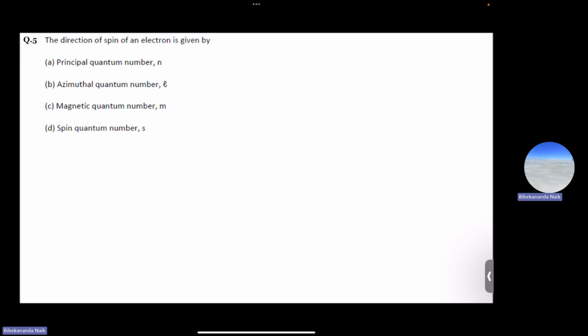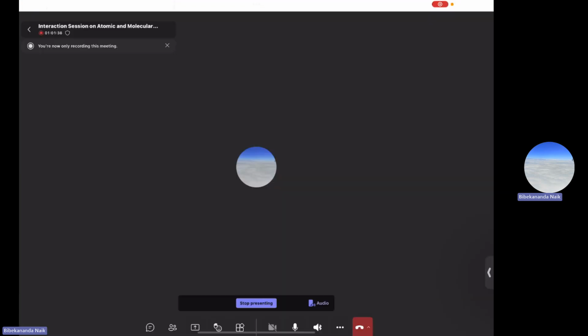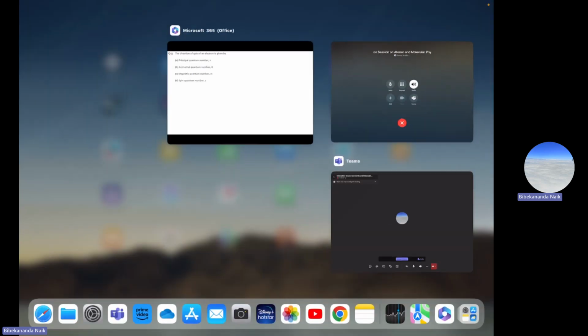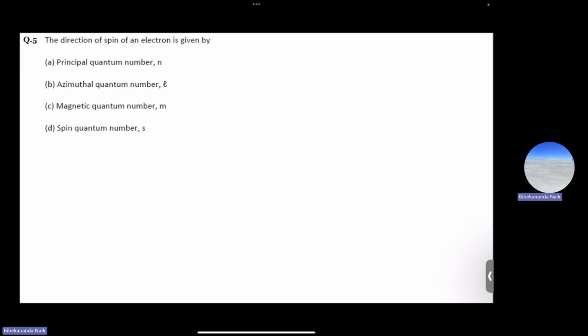Then the fifth question: the direction of spin of an electron is given by principal quantum number n, azimuthal quantum number l, magnetic quantum number m, or spin quantum number s. If we talk about the spin of the electrons, we know that when electrons are revolving around a nucleus, there are different quantum numbers used to identify the level of the electron, because around the nucleus there are different energy levels. Corresponding to each energy level there are different sublevels, and there are different motions of the electron.